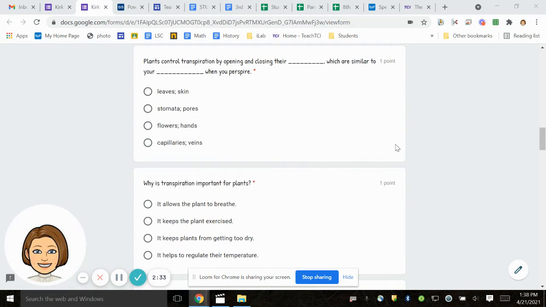Number 7, plants control transpiration by opening and closing their blank, which are similar to your blank when you perspire or sweat. Leaves, skin, stomata, pores, flowers, hands, capillaries, veins.